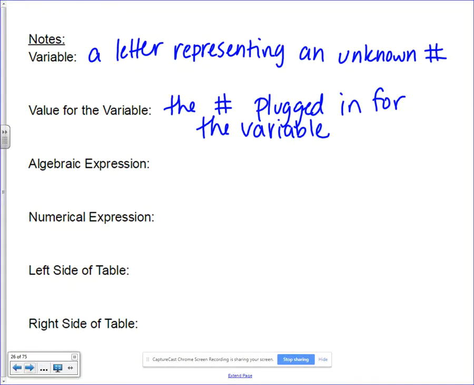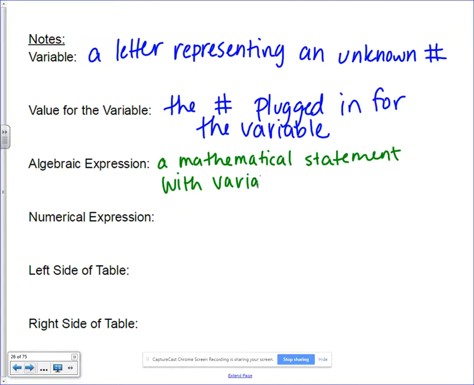Algebraic expression. You should be able to tell me what an algebraic expression is from Wednesday. What does algebraic mean? What's that? Has to have a variable. What's an expression? No equal sign. So this is a mathematical statement with variables and no equals sign. Okay. Well, that's an algebraic expression.